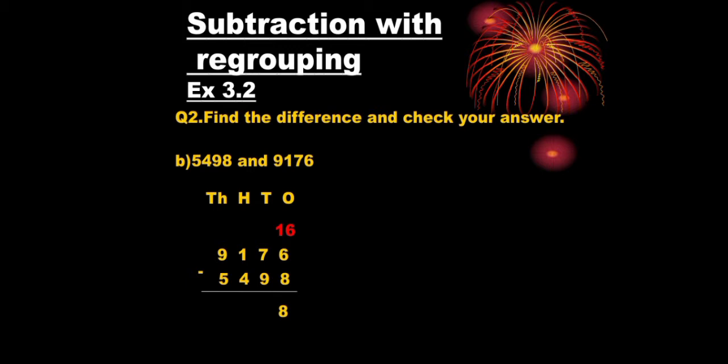Moving on to tens place, we have 6. We can't subtract 9 from 6. So, can you guess children what to do? Right, borrow 1 from 100 place. It will become 16. 16 minus 9 is 7.